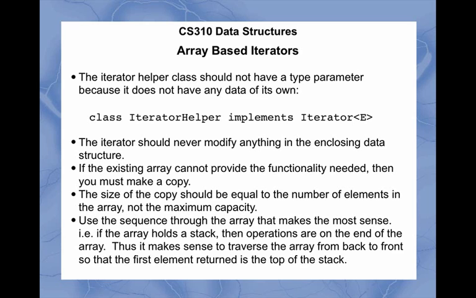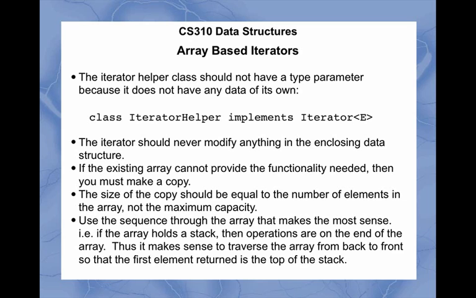In general, iterators should not modify anything in the enclosing data structure. If the data structure is a linked list, then the iterator should never change that list. If it's an array, the iterator should never make any changes to the array. If the existing structure cannot provide the functionality that's needed, then you need to make a copy of it to get the behavior that you want.